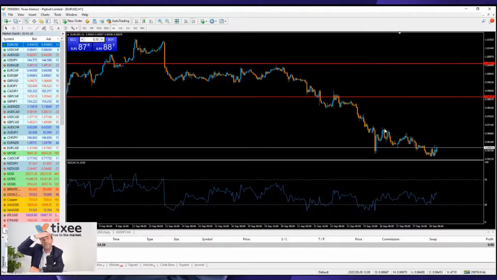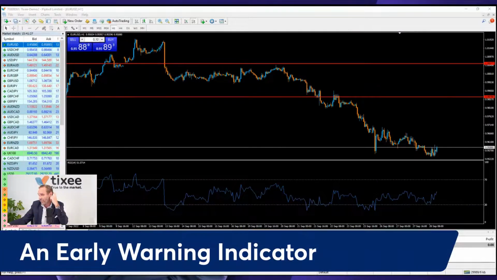So as you can see, it does give us some potentially clear buy and sell signals. Now, the indicator, like I say, is an early warning indicator. Don't forget, an early warning indicator. What do I mean by that?